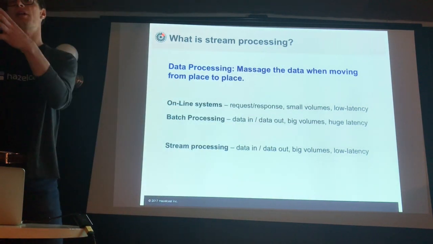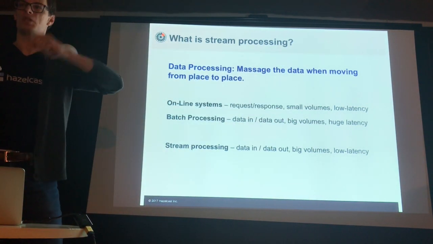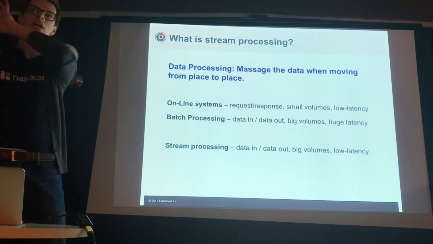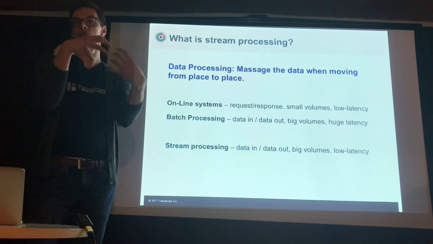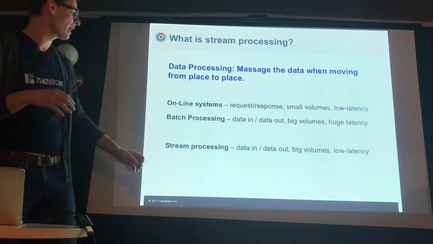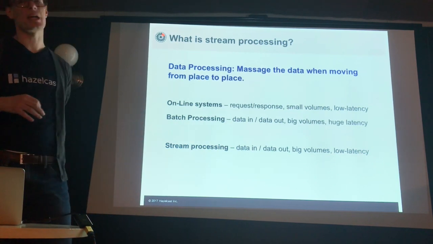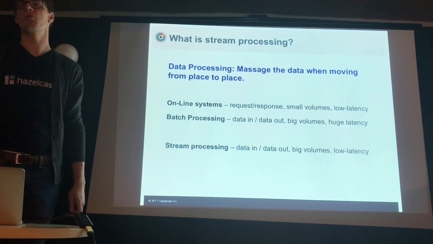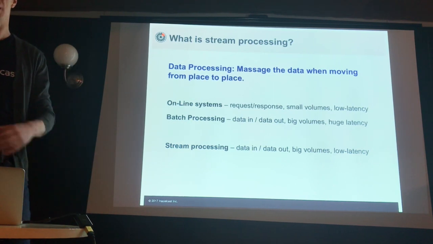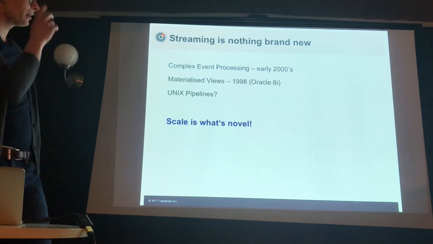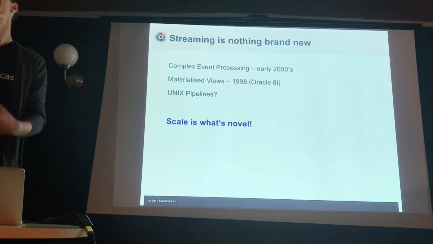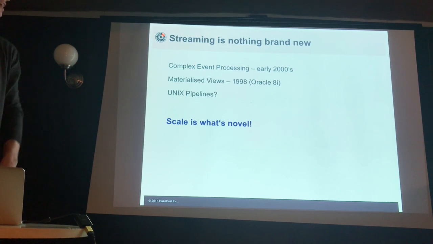It's still like a data stream, so it's not that request-response pattern, right? You have some data that flow through your streaming system. Your stream processor keeps processing the data and providing the results. However, as opposed to online systems, it's able to process millions of records per second, gigabytes of data per second. And the key point, it's nothing new. It's been here for ages, right?